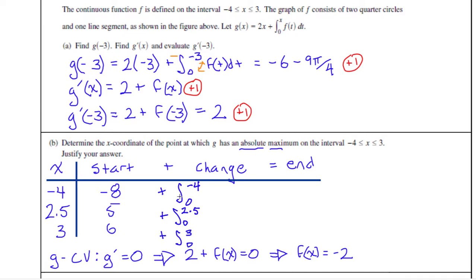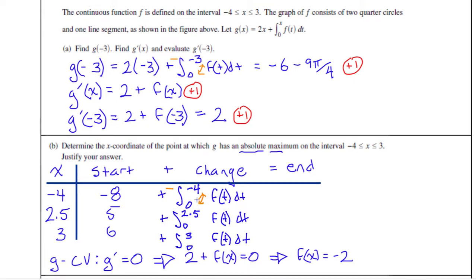This is the only problematic integral, so I'm going to rewrite that, switch the bounds right here, and make it a negative. All right, now I'm trying to find the integral. All of these are f of t dt. So what is the area between -4 and 0?